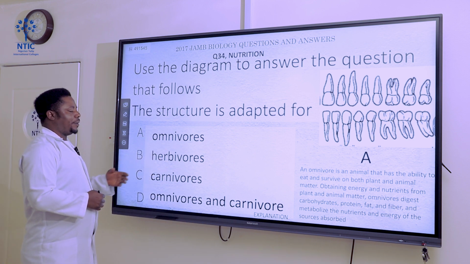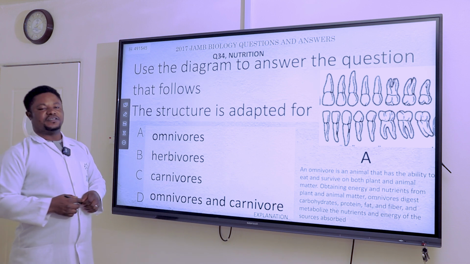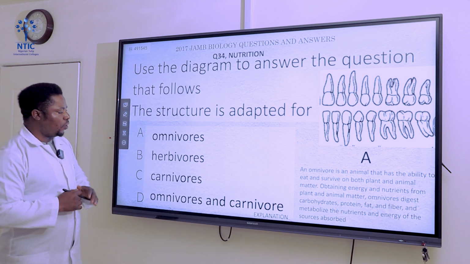B is herbivore. Herbivore is just an organism or an animal that feeds strictly on plants.